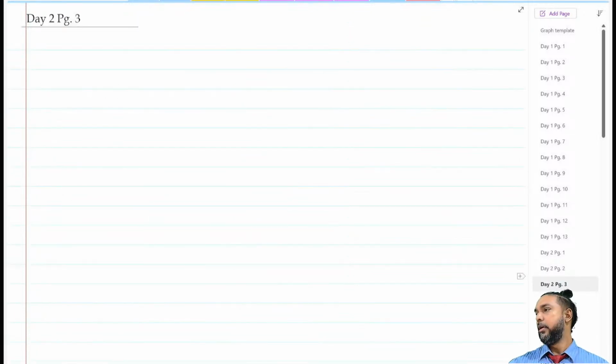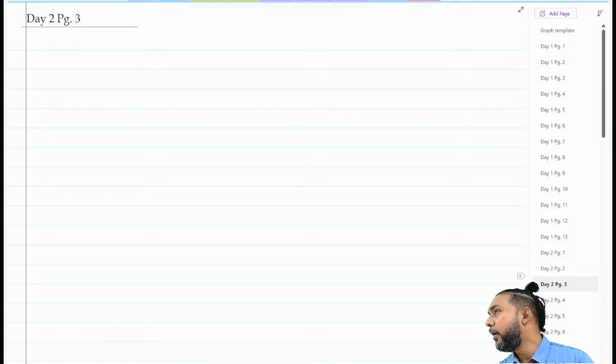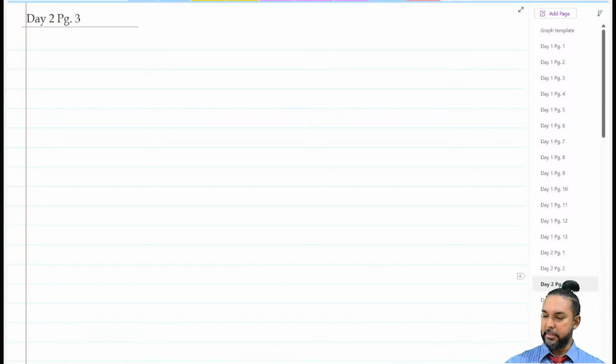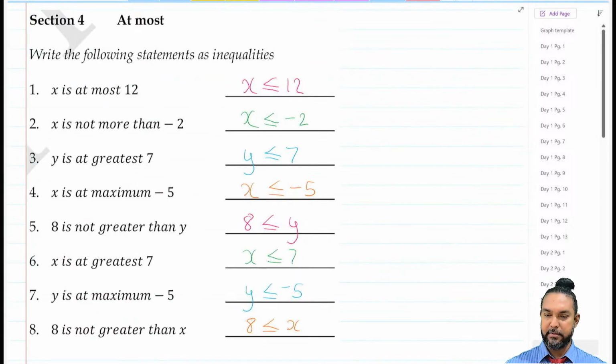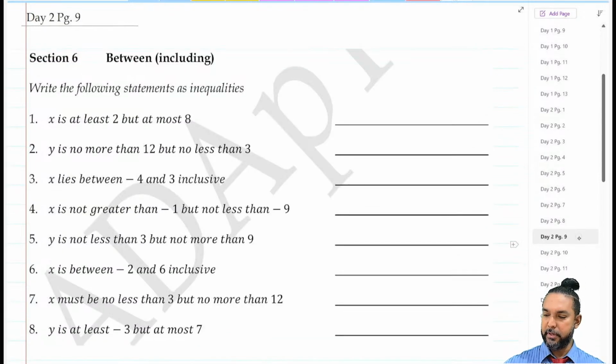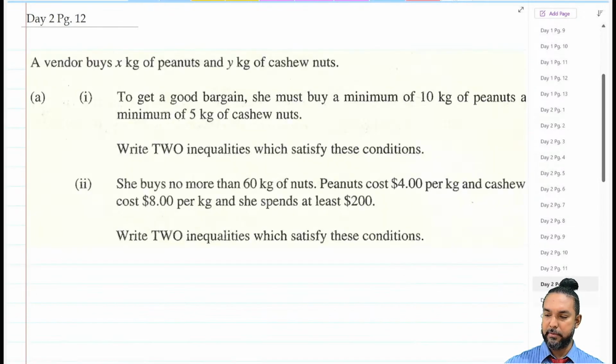Right, so I have 2 more sections of notes. Sorry, one sec. Okay, if you had to go, you had to go. So we have 2 more sections of notes. Let me just get into it. That was page 6, so we have page 8 and page 9 to do.